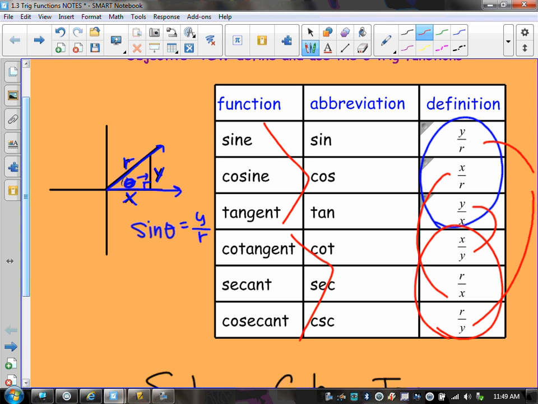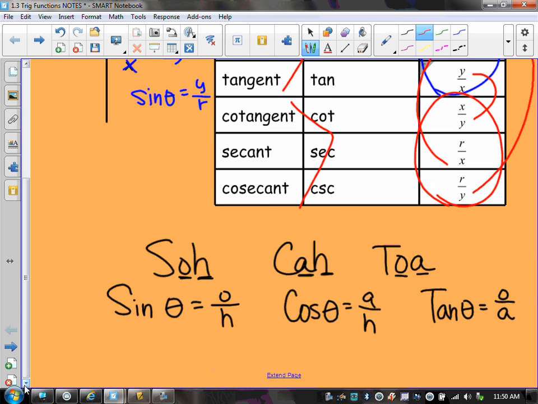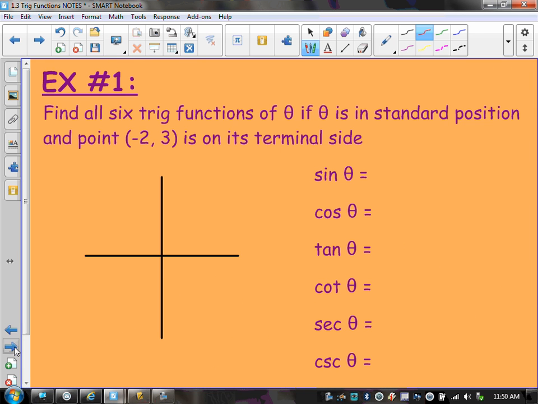If you can find sine, cosine, and tangent, you should be able to find cotangent, secant, and cosecant by just flipping them. Tangent and cotangent are reciprocals of each other. Sine and cosecant are reciprocals of each other. And cosine and secant are always reciprocals of each other. Simply flipping them upside down. All right, make sure you know your SOHCAHTOA. We're going to do a few problems here.